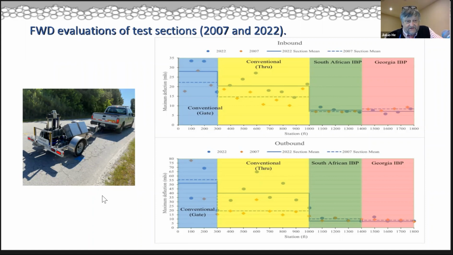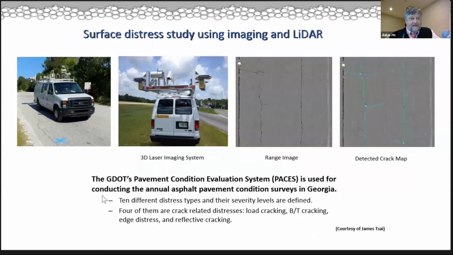And so you can see, for example, that for the two inverted sections, there's almost no change in the FWD responses going from 2007 to 2022. Also, not only is there no change, but the values are very small compared to, for example, the conventional in the yellow, and more importantly, the conventional by the gate, where they're even higher because of obviously the greater distress that's occurring there.